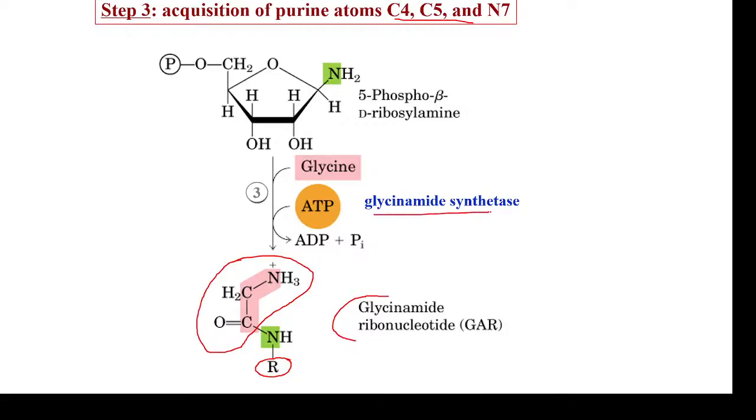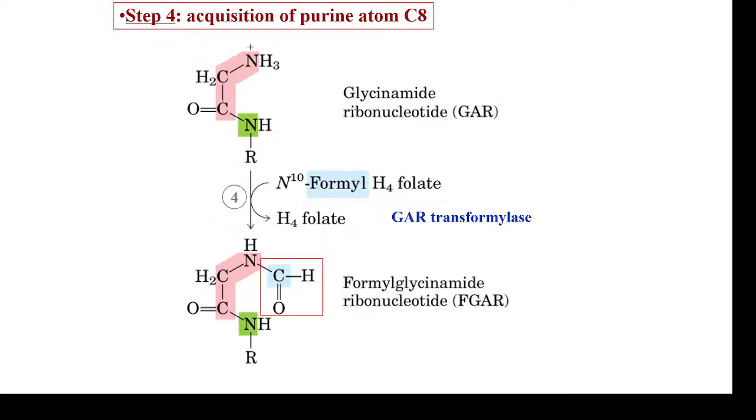This reaction is catalyzed by glycinamide ribonucleotide synthetase. We call this a synthetase because this reaction requires ATP. Then to this glycinamide ribonucleotide, N-formyl tetrahydrofolate is going to transfer one aldehyde group. So this GAR, glycinamide ribonucleotide, is converted to formylglycinamide ribonucleotide, FGAR. This reaction is catalyzed by GAR transformylase.